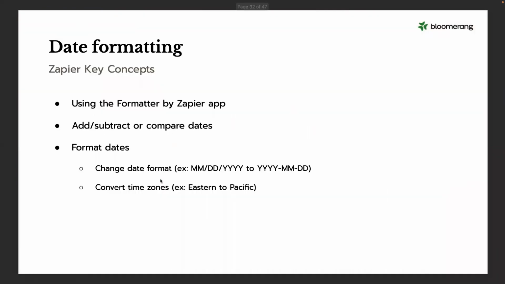Formatter by Zapier, which we use for our lookup table solution, can also be used to reformat or convert dates. There are actually utilities in the Formatter by Zapier app to reformat a date, add or subtract dates, or compare dates. Formatting dates could be either changing the date format or also converting the time zone. Formatting right here is really the most common action when working with dates, so this is the one we're going to focus on today.